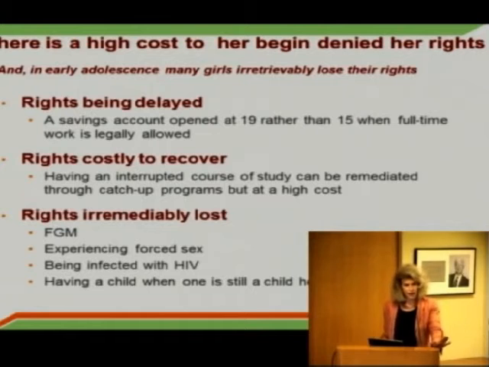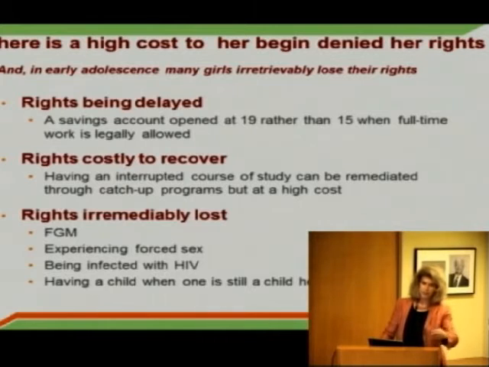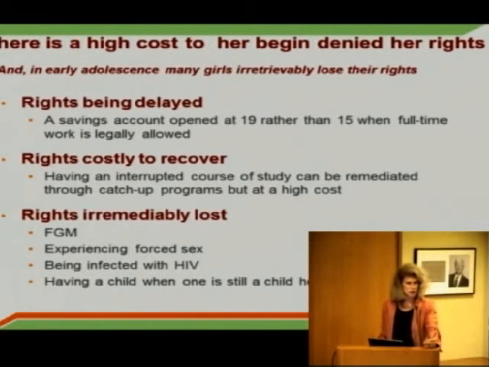I'm taking a moment here to focus on timing because there's a high cost to denying girls their rights. In early adolescence, many girls irrevocably lose their rights. There are rights that are delayed. Now, it happens later than it should. You're allowed in many countries to have a bank account at 10. If you don't get it till 15, well, that's not great, but it's still there. There are rights that are costly to recover, such as you've left school and getting back on track in school, and then in truth, very few second chance programs.